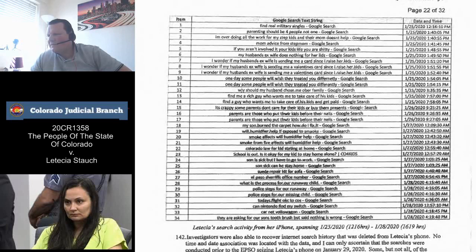El Paso Sheriff's Office number. 28th now, the day after. 4:15 a.m., what is the process for our runaway child? 4:16 a.m., police steps for our runaway. 4:16 a.m., police steps for our missing child. 4:36 a.m., today's flight, I think it's OKC to COS or CDS. 12:57, can Nintendo find my Switch? That's 12:57 p.m. 28th, 4:18 p.m., CarNet Volkswagen. 4:19 p.m., 28th, they are asking for our son's toothbrush, but said nothing is wrong.